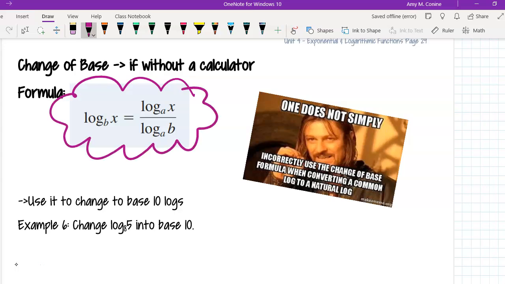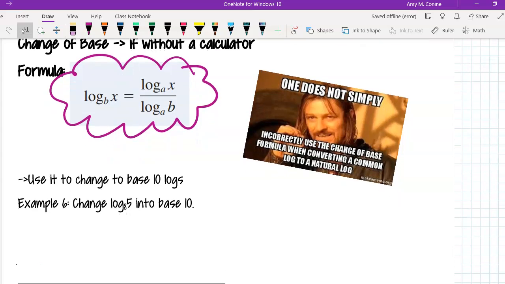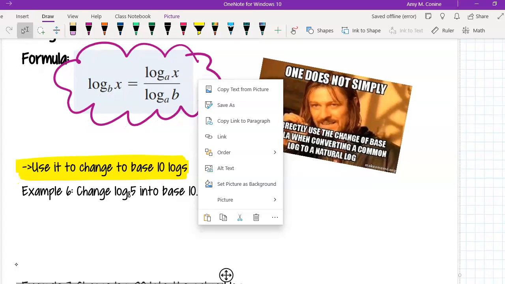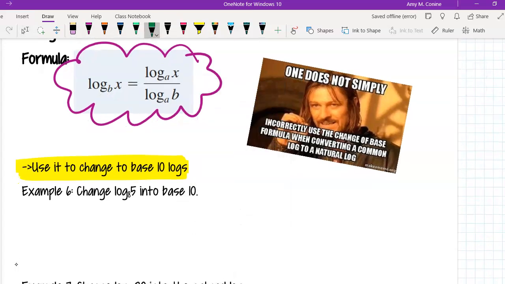So if I asked you, you had to change your base so you could simplify without a calculator, this converts a non-base 10 into base 10. So we're going to use this formula to convert from a number that isn't 10 to a base 10. I'm going to show you what that looks like. So you have to know that formula, make sure that you can apply it. So we're going to change log base 8 of 5 into base 10.